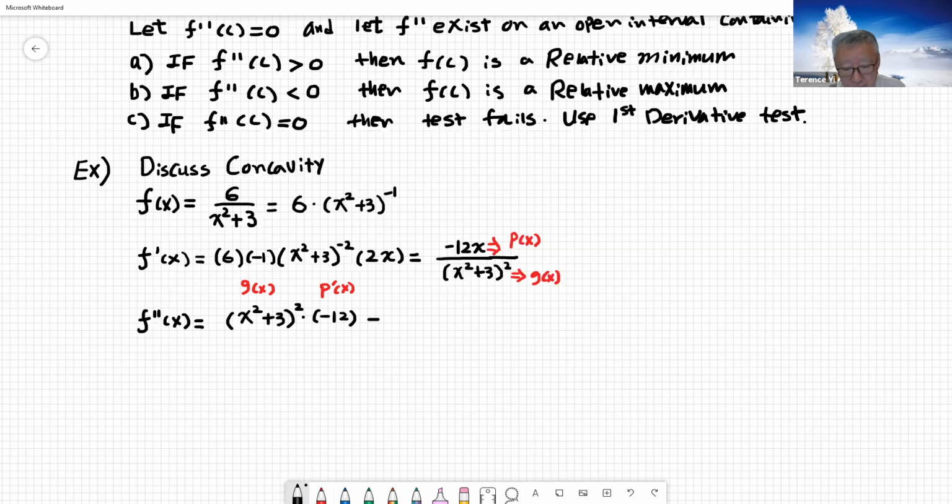Minus p of x, minus 12x. Okay, so that's going to be your p of x. Then times the g prime of x. Now you're going to apply the chain rule here. So 2 times x squared plus 3, and exponent 2 minus 1 is 1. I'm not going to write that. So you're going to get 1 over here. And inside you get 2x.